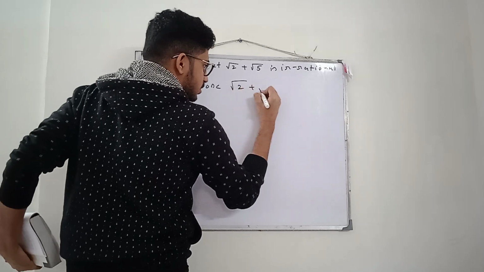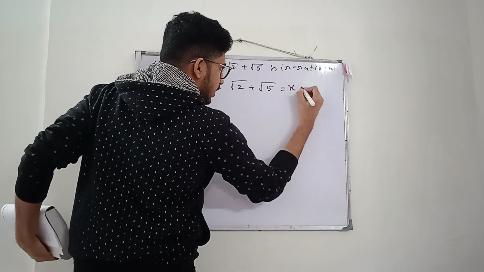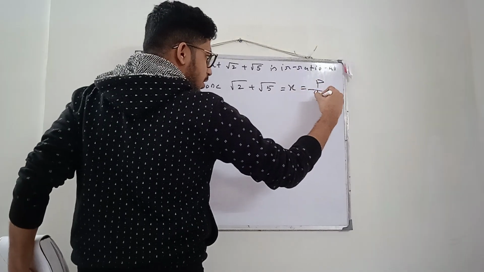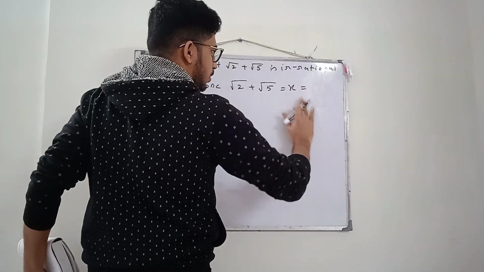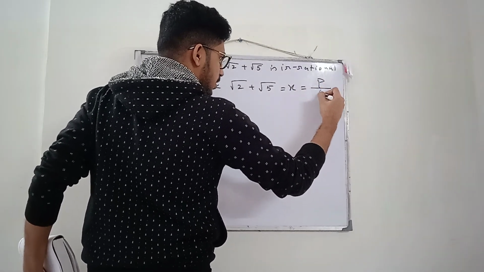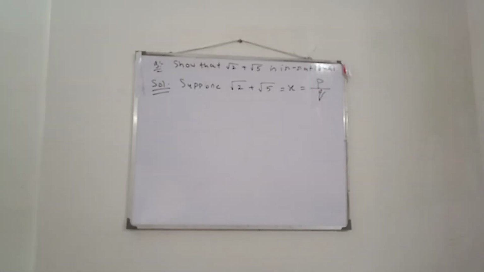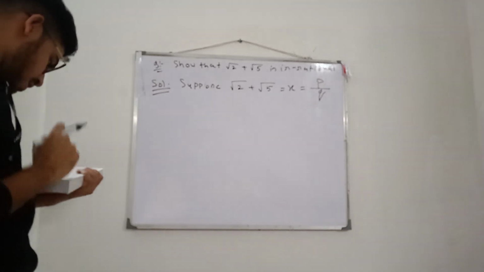Root 2 plus root 5 is equal to x, which is equal to p by q, is a rational number with p, q.